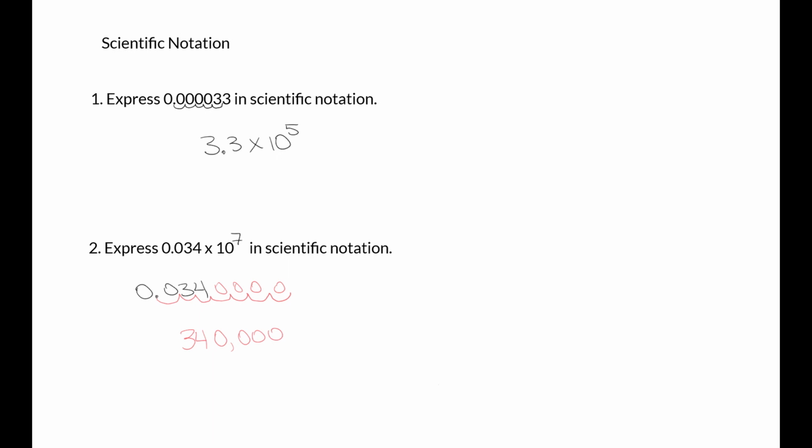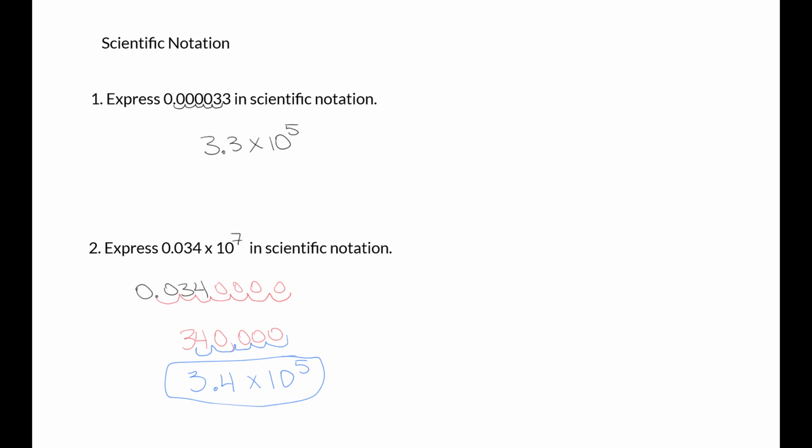340,000. But you know you can only have one number in front of the decimal. So you need to go back over 1, 2, 3, 4, 5 decimal places. So you get 3.4 times 10 to the fifth. So that's the way that you're used to doing it in pre-algebra, which is the correct answer. But today I want to show you how to do it a little advanced.